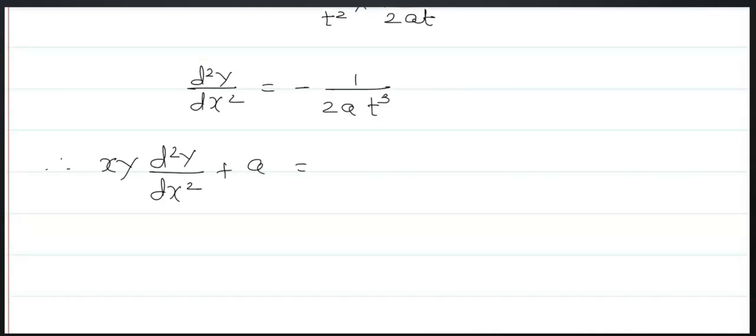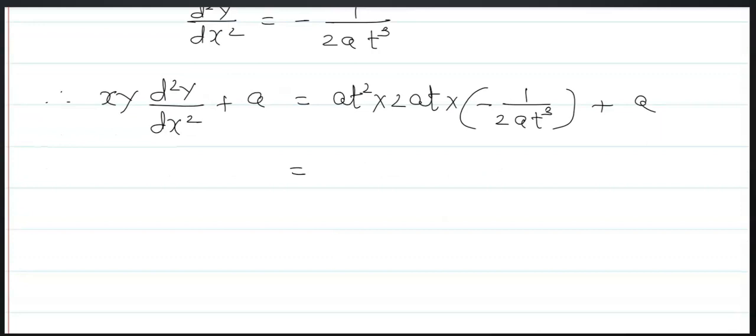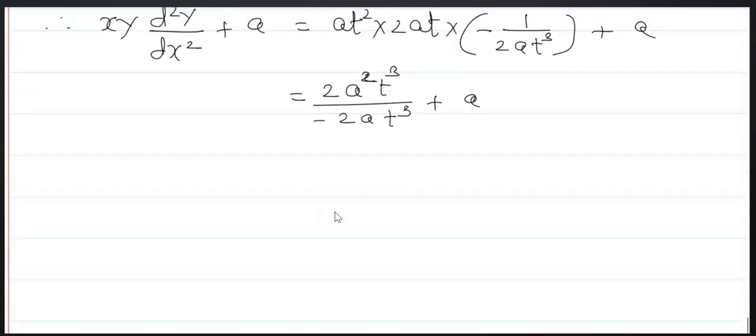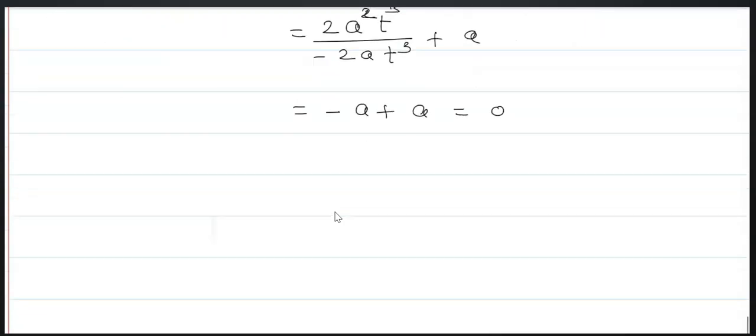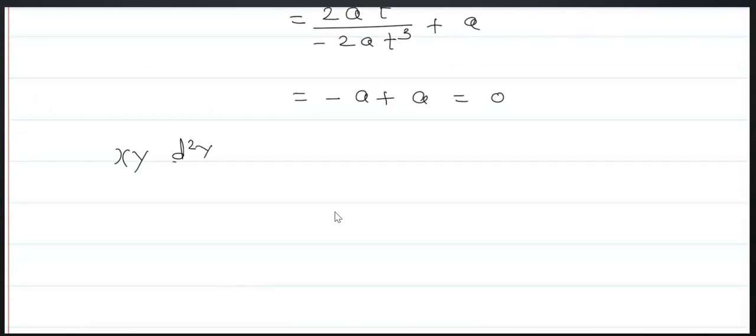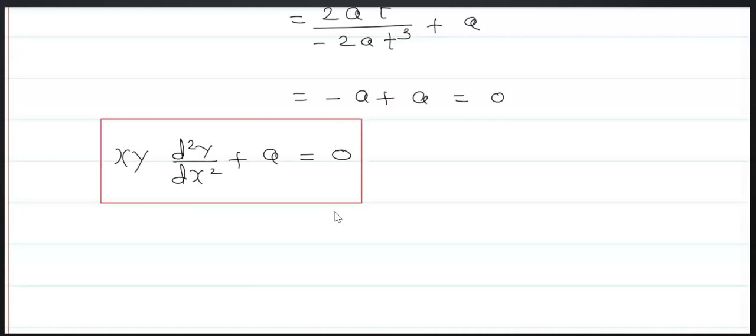Now xy into d2y by dx square plus a is equal to, now we'll substitute the values. What is the value of x? x is at square. What is y? y is 2at, and d2y by dx square is minus 1 upon 2at cube, plus a. Now here t square into t, that is t cube, gets cancelled. 2a square minus 2a square. Overall, that will be a minus a, minus a plus a, it will become 0. Hence, xy into d2y by dx square plus a is equal to 0. Hence, proved.